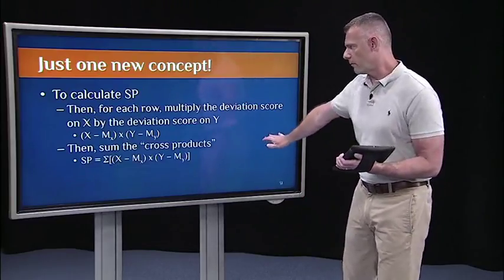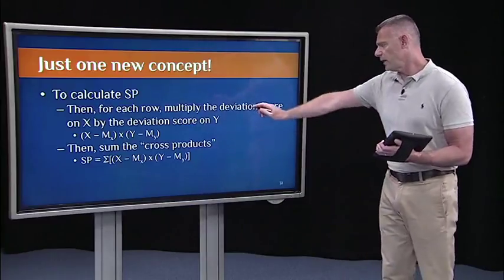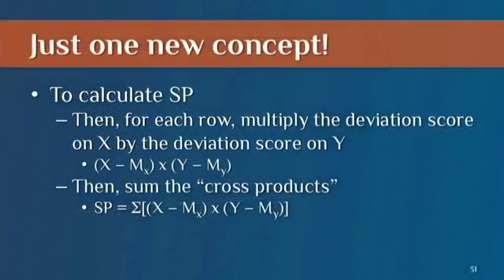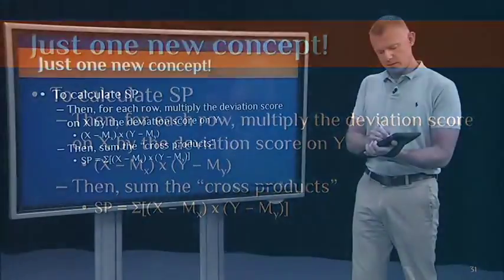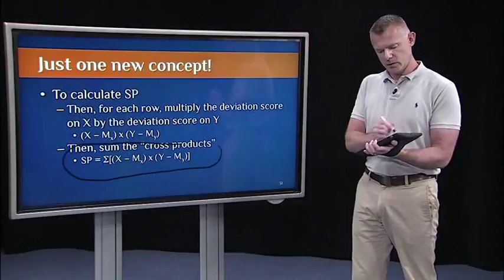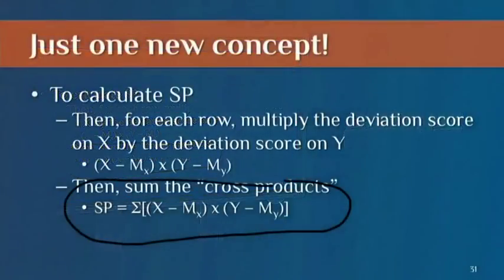So written out mathematically, for each row, I'm going to multiply the deviation score on x by the deviation score on y, and then I'm going to sum them. So here is the formula for sum of cross products. This is something that you should know and be able to calculate just off the top of your head.